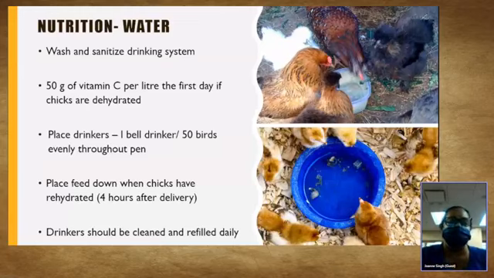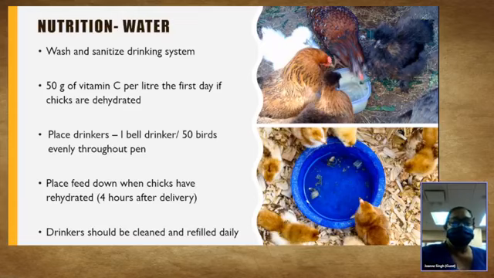We go on to nutrition. So water is part of your nutrition in this instance because it's very, very essential, right? So your drinking system that you're using, you make sure it's clean, sanitize it, and you can put 50 grams of vitamin C per liter for the first day. If your chicks are dehydrated, depends on where you're getting your chicks from, if they have to be transported over long distances and all that. So it just helps with the stress level and hydration.